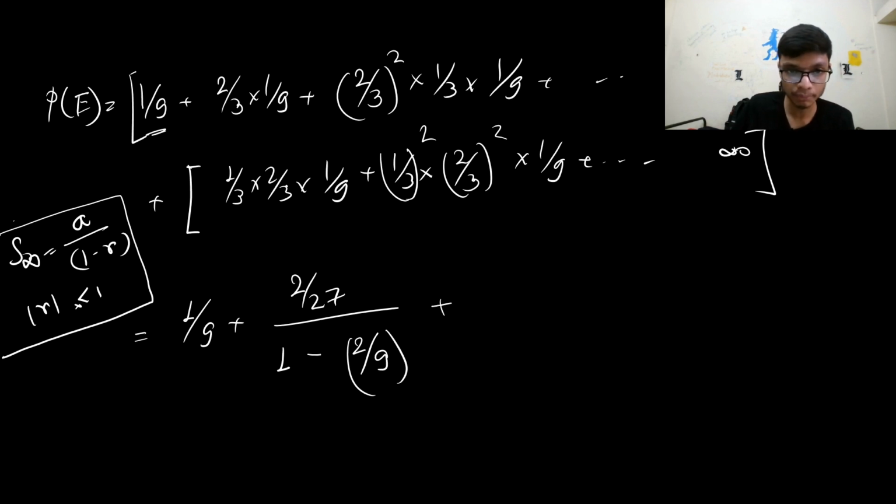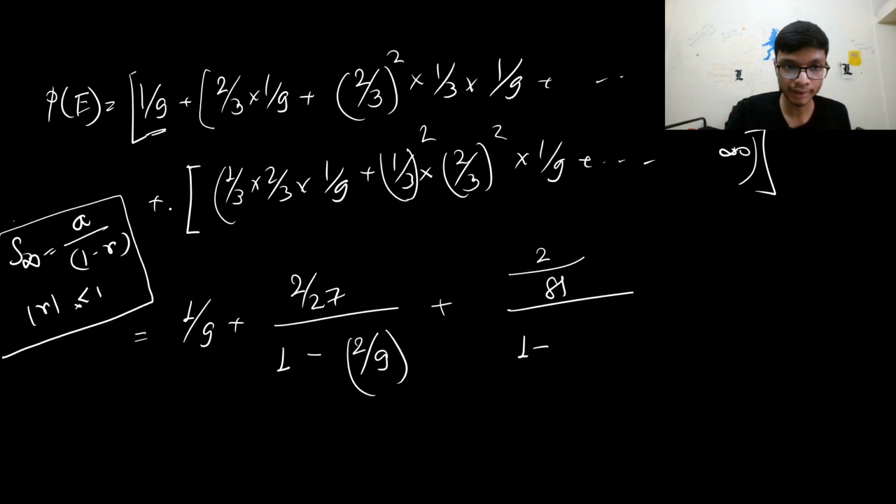Okay, and for the second series, the first term becomes 2 by 81, divided by 1 minus the common ratio. As you can see from here, this will again become 2 by 9 only. Okay, so for both of these GPs, this GP starts from here and this GP from here, and both have the common ratio 2 by 9.